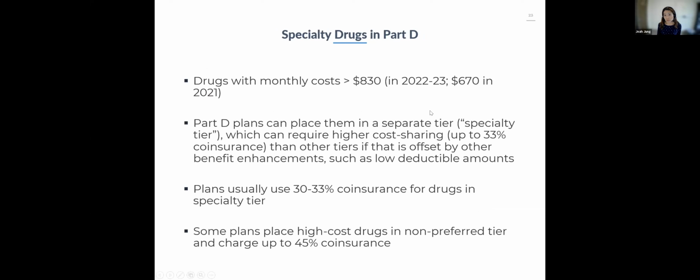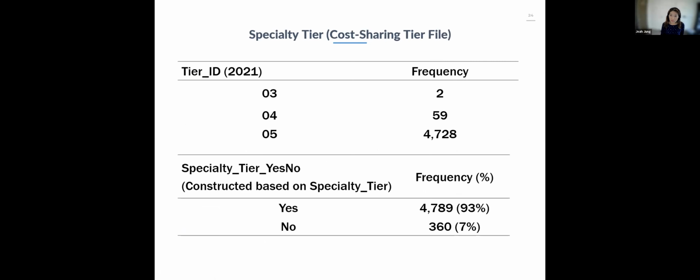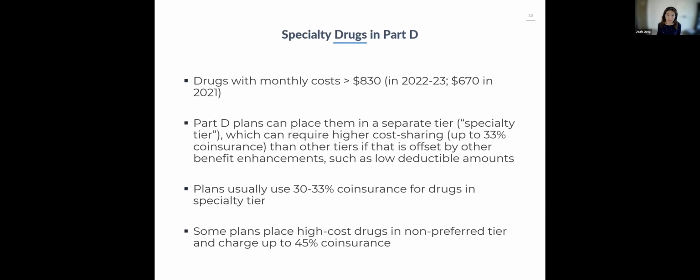So it was 830 in 2022 and 23, and it was 670 in 2021. It's a huge increase. And when I studied these things, it was only $600 in the late 2010s. So once it's defined as specialty drugs, then Part D plans can place specialty drugs in a separate tier, and they call that tier a specialty tier.